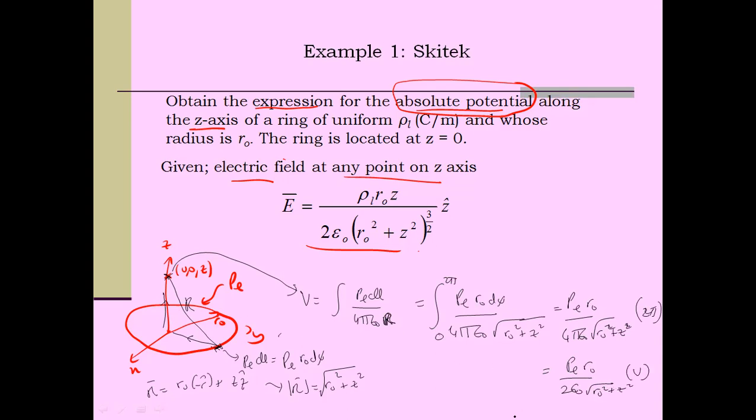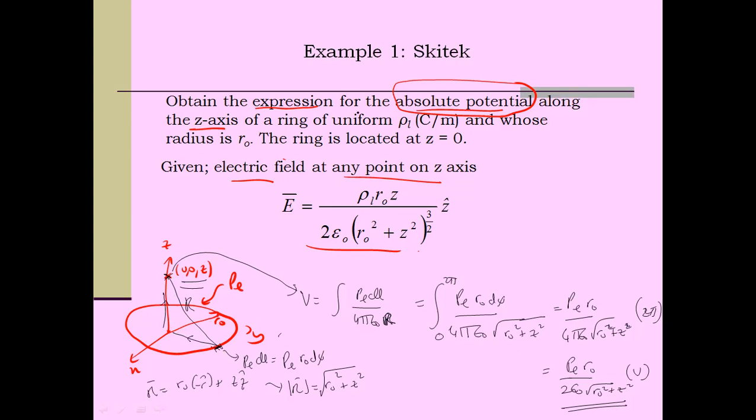So that should be the potential value that has been produced by this particular circular loop structure having a density of rho L coulombs per meter, having a radius of R naught, towards any point on the z-axis, having a coordinate of 0, 0, z. So z is a variable. Yeah, z is a variable. So that should be your potential, or absolute potential, at that position.